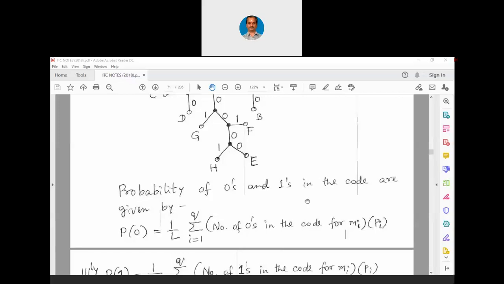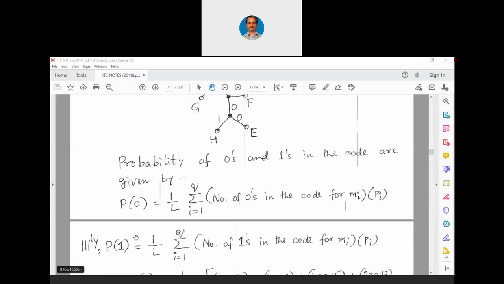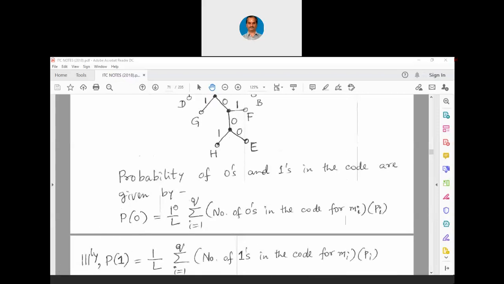Probability of zeros and ones in the code are given by P of 0. I am writing capital P. Okay, P of 0 is 1 over L into summation of i equals 1 to Q of number of zeros in the code for that particular message into Pi. Please remember this. We want to find out the probability of zeros and ones occurring in the given code, so that we will know how efficient our code is in terms of zeros and ones. I am going to show you later on the data.